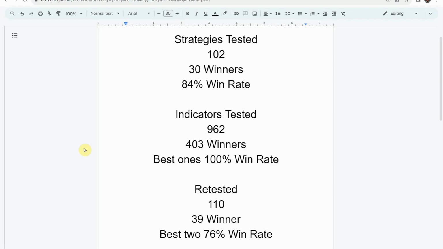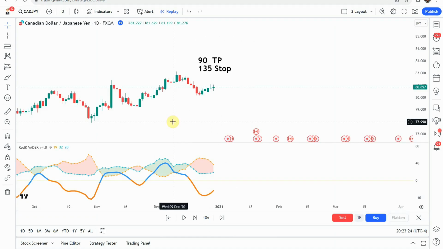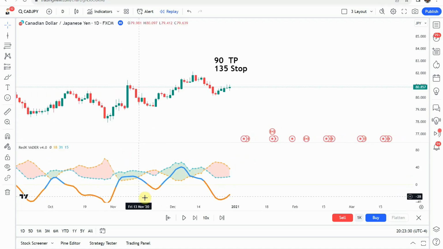Keep in mind that we test most of these indicators and strategies on the Forex and crypto market, but they can be applied to just about any market and time frame universally. Okay, so today we are testing the RedK VADER indicator. You can see here on the bottom of the screen.